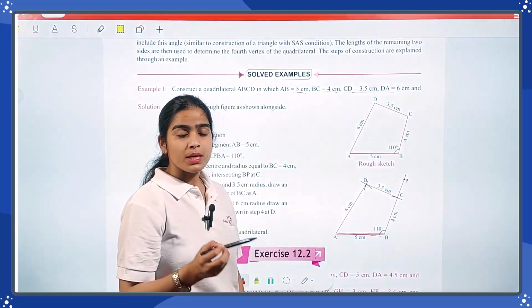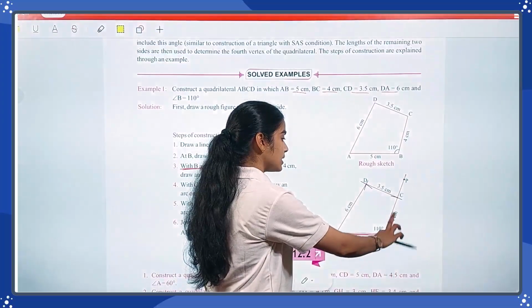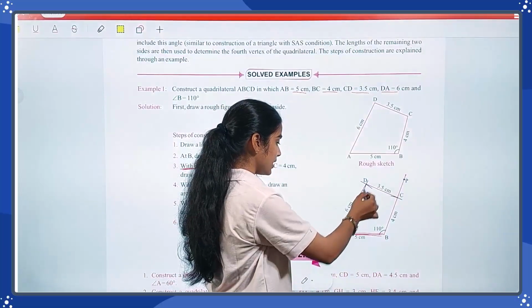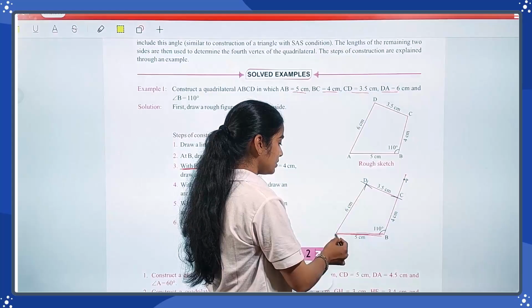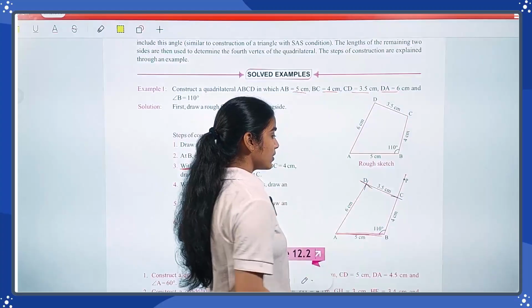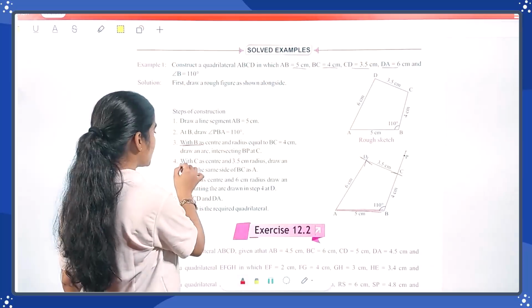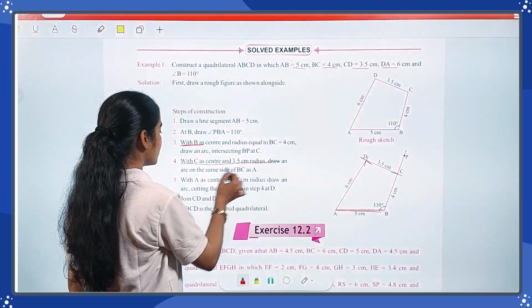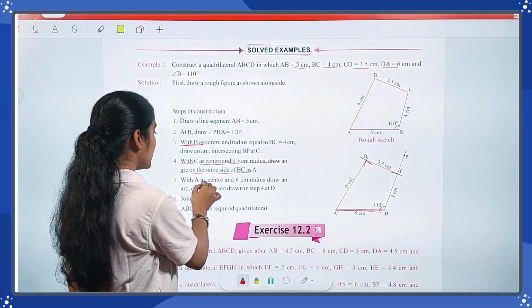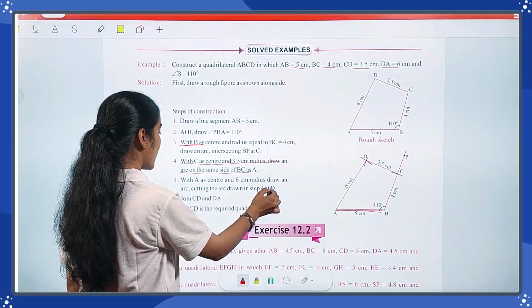Now take your B as center, open your compass till 4 centimeter, take your compass needle here and mark an arc. Now the same process for the AD. Take A as center, open your compass till 6 centimeter and mark an arc here. Where these two marked arcs cut each other, just connect them. So with C as center, 3.5 centimeter radius, draw an arc on the same side of BC as A. With A as center, 6 centimeter radius, draw an arc cutting the arc drawn in step 4 at D.